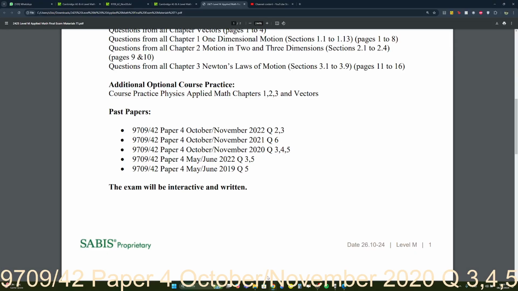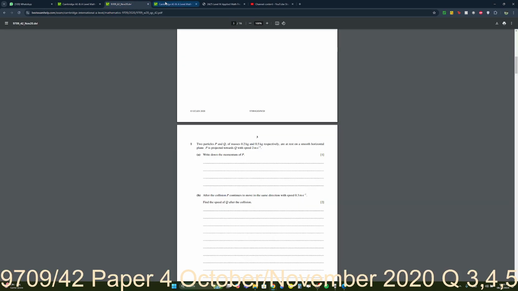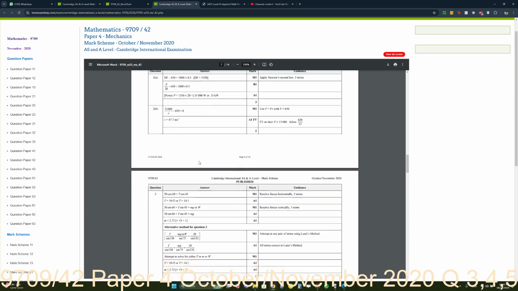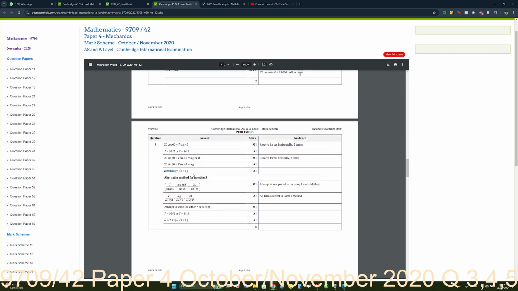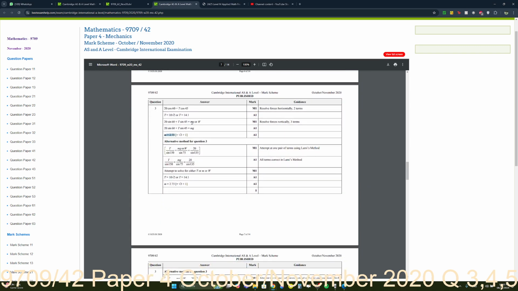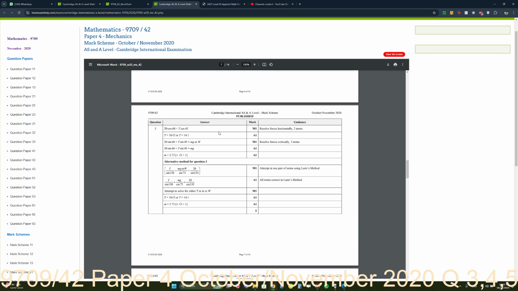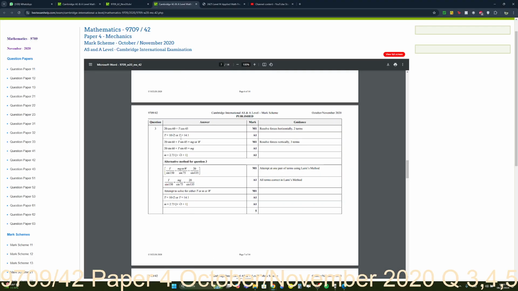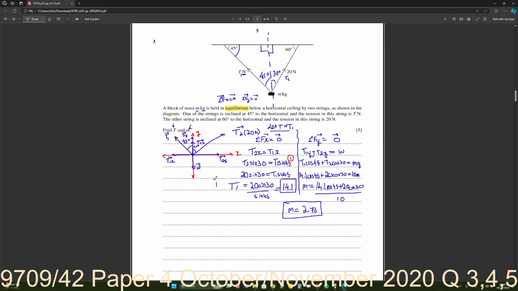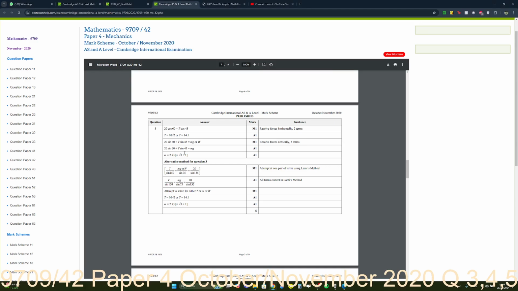Okay, let's check our marking scheme. We have over here question 3. The m is 2.73 and t is 14.1. So you would get 1 mark for this over here. To sign this over here, you get 1 more. Let's draw it in red. 1 mark for this. 1 mark for the answer over here. 1 mark for this over here.